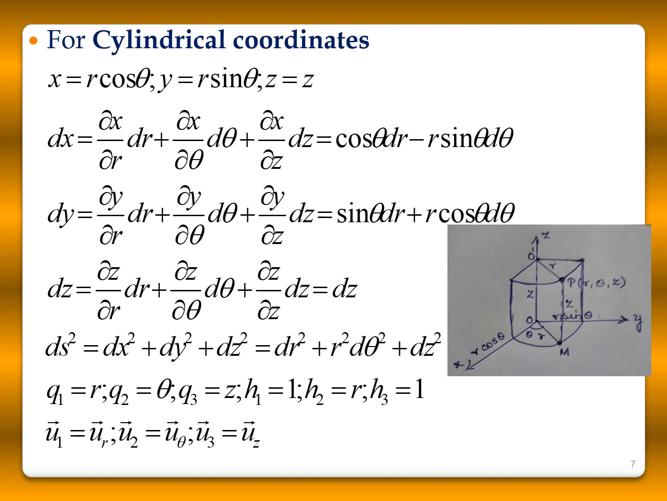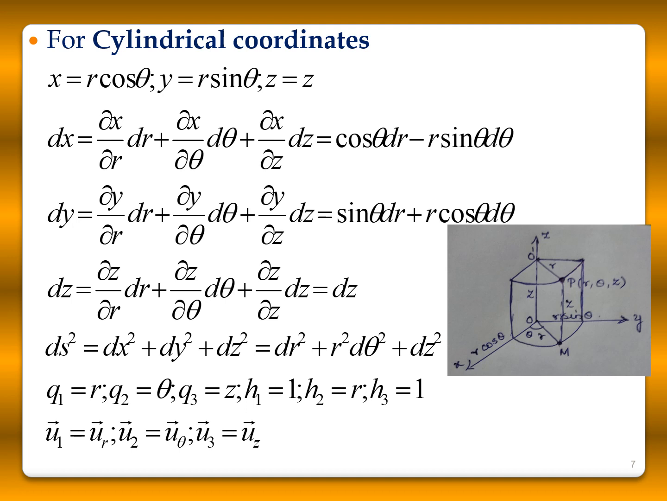So next is for the cylindrical coordinates. In cylindrical coordinates, you take a point P, which is a function of R, theta and Z. This is your Z, this distance is your r, and this makes an angle theta with the x-axis. So along the x-axis it is r cos theta, along the y-axis it is r sin theta, and along z it is z. So x is equal to r cos theta, y is equal to r sin theta, and z is equal to z. And now you differentiate this.